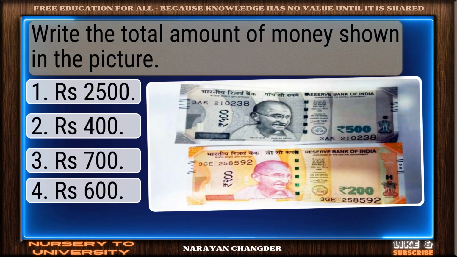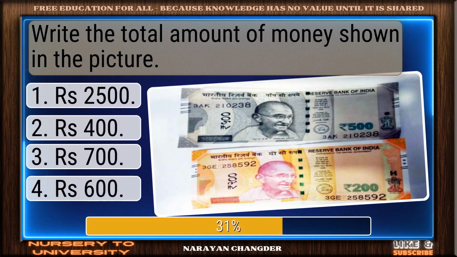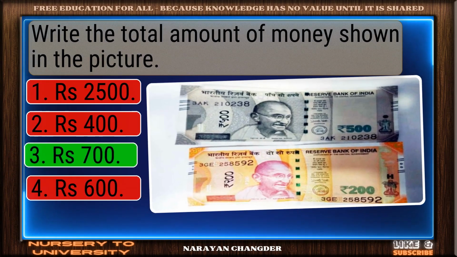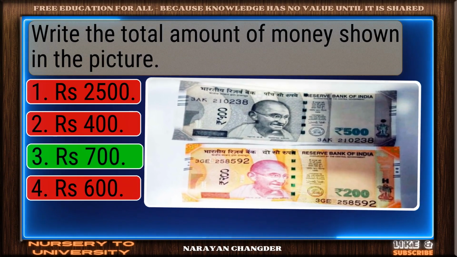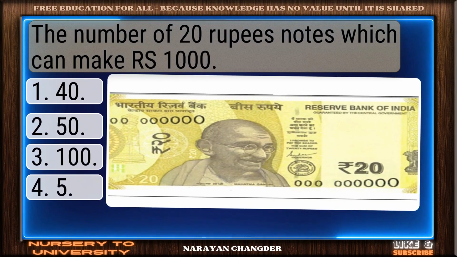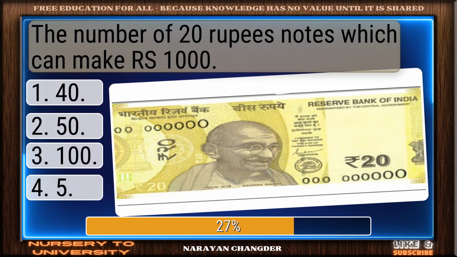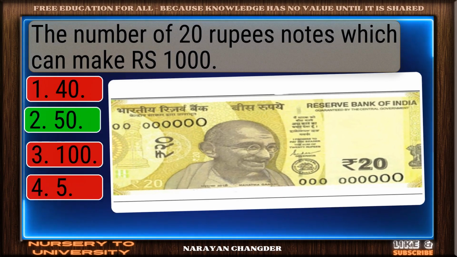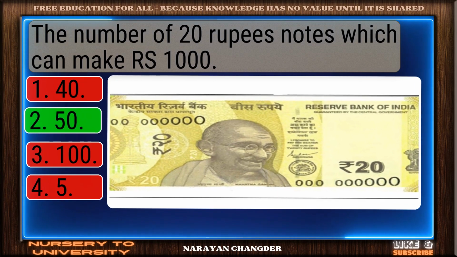Write the total amount of money shown in the picture. Sharp thinking. Rs 700 is the right choice. The number of 20 rupees notes which can make Rs 1,000. Solid response. 50 is a valid choice.